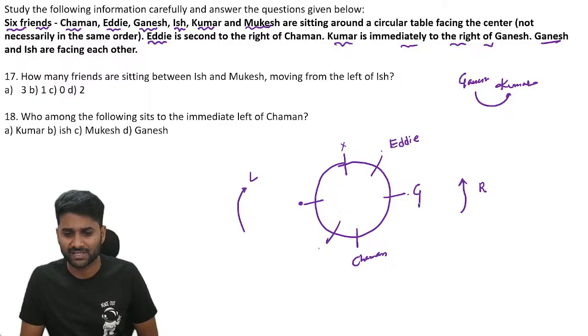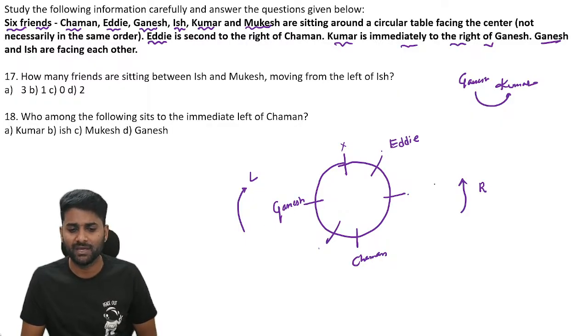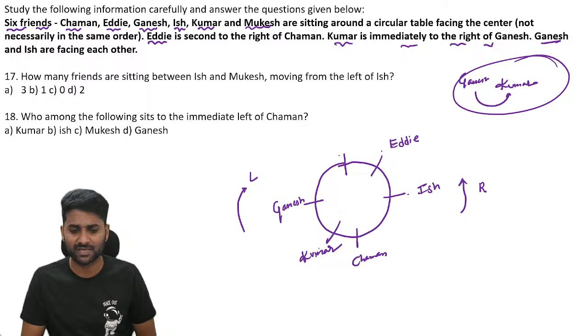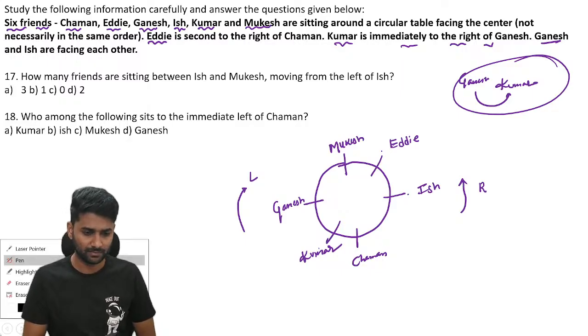But can I place Ganesh here? If I place Ganesh here, immediately you have to place Kumar. It is not possible. Eddie is already there. That's why you can conclude that the suitable position for this arrangement is here. If you confirm Ganesh, you can confirm Ish. And the data we already noted here: Ganesh's immediate right person is Kumar. In the given arrangement, there is one person left. Just identify that one person, Mukesh. So we are done with the arrangement.